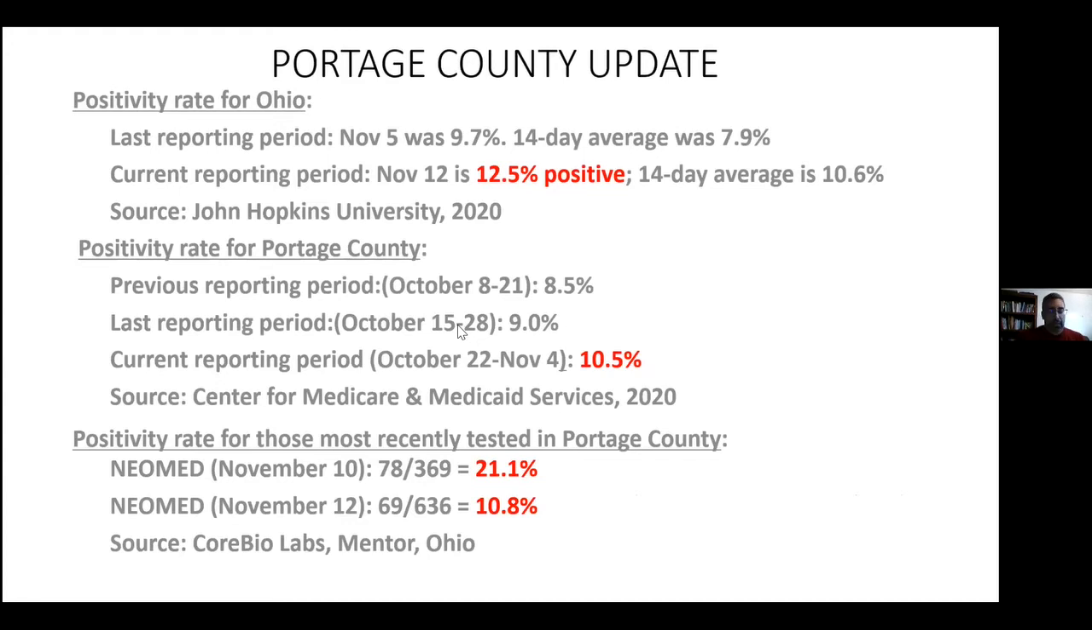A positivity rate is the number of people who are positive when you test a certain number of individuals. So the positivity rate for Ohio, as you can see, the last reporting period, November 5th, was 9.7. We're going to jump down just for a second. On November 9th, the current reporting period is 12.5. You'll see the increase. The 14-day average during the last reporting period was 7.9. The 14-day average currently is 10.6. Again, this is for Ohio.